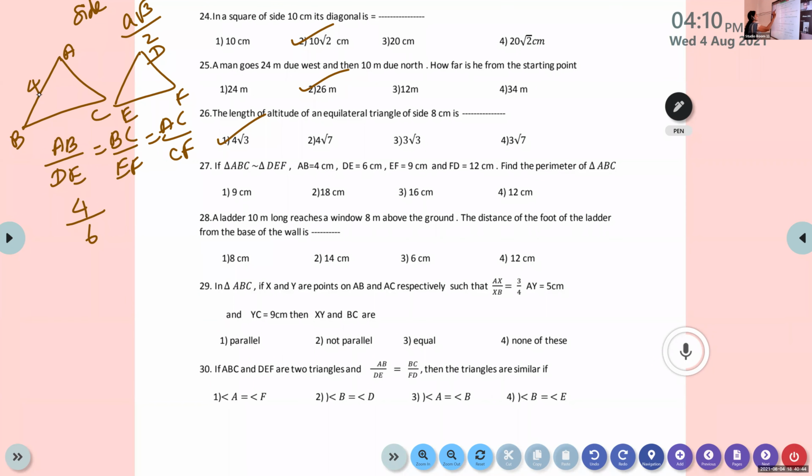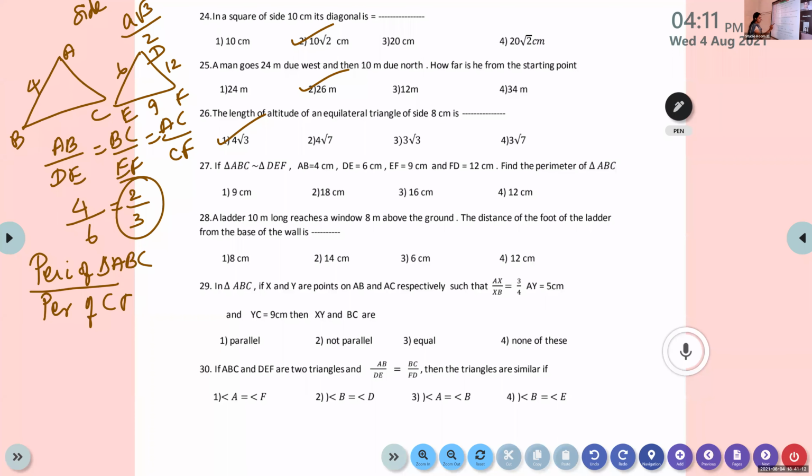We get the ratio in the form 2:3. Is that right? So the ratio of the sides is 2:3. So the perimeter also will be in the same ratio. So the perimeter of triangle ABC by the perimeter of triangle DEF, the ratio will also be 2/3. Sides and perimeter, altitude, median, everything: if two triangles are similar, all these things will be proportional. It will be the same as the ratio of the sides.